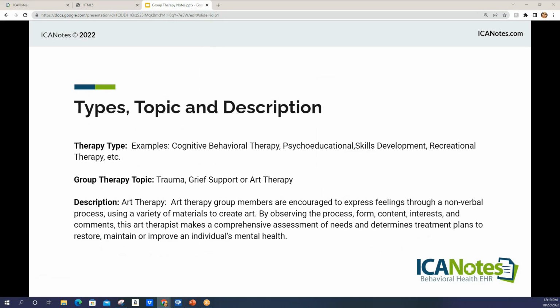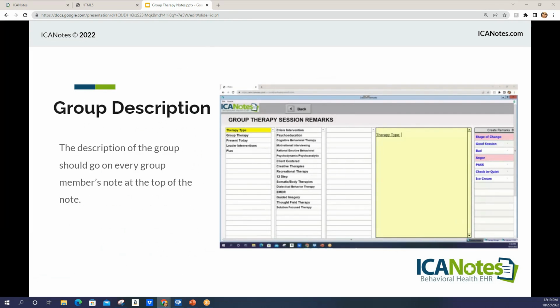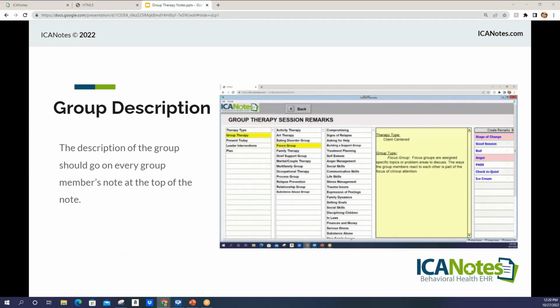When you're doing your notes, to get those notes done quickly, you need a description, and that description really needs to go on the top of everyone's group note. This is kind of what we talked about, and there's a description for art therapy there, right? You've got a nice description of exactly what that is. Now, we'll talk a little bit more about the group description. It's essential in making clear what the group was about. What type of group was it? Was it a psychoeducational group where we're talking about maladaptive behaviors while we're trying to instill positive behavior changes?